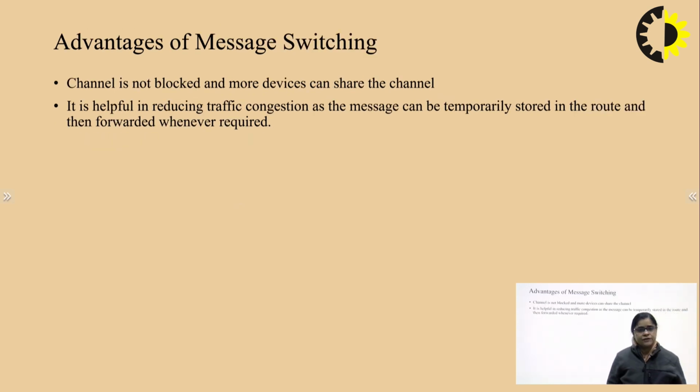Now, what are the advantages of message switching? First, there is no dedicated path, so the channel is not blocked and more devices can share the channel, right? Now, it is helpful in reducing traffic congestion as the message can be temporarily stored in the route and then forwarded when required. Since there is no dedicated path, wherever my message wants to take a path, it can take it accordingly. So there will be no traffic congestion.